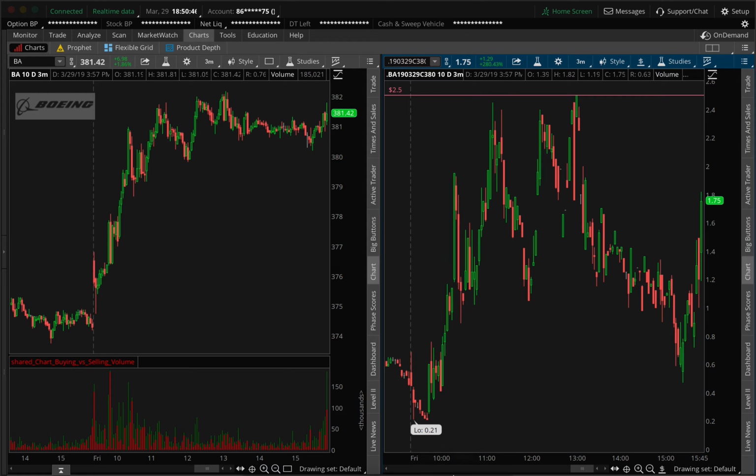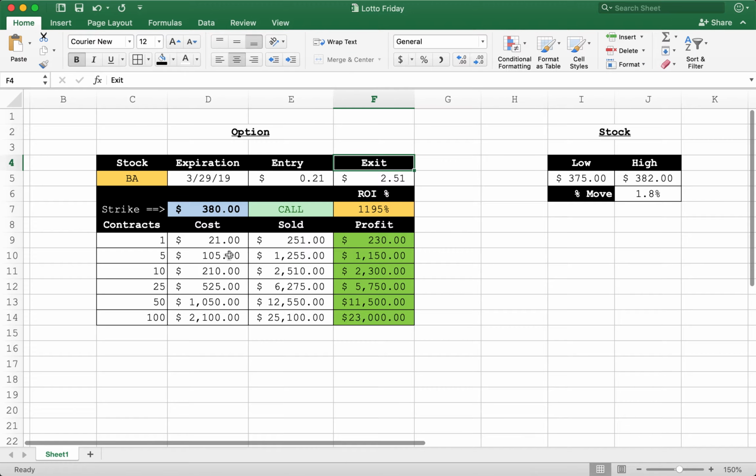So let's look at the Excel file really fast. On the left, this table, we have the option contract of Boeing with a March 29th, 2019 expiration. The entry was 21 cents and the exit was $2.51. Now this is in hindsight. We know what the trade did afterwards, so we know what the low is and what the high is. This is just saying buying at the low and selling at the high. You're never going to buy at the low and sell at the high. This is just showing how much the contract went up. So 21 cents entry to a high of $2.51.